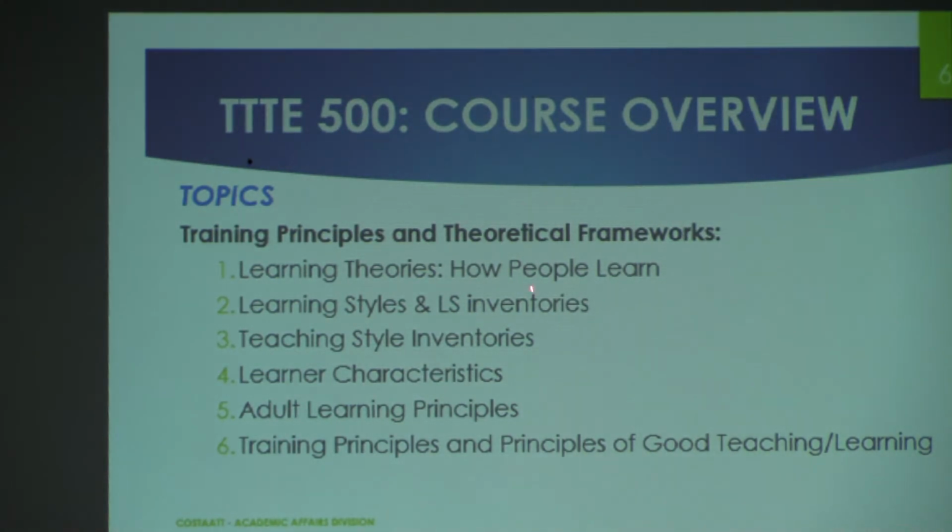The courses here, the topics. We have 6 major topics: learning theories and how people learn, learning styles and learning style inventories, teaching style inventories, learner characteristics, adult learning principles, and training principles. I think today we will be looking at these 2, but I would like you to do both your teaching style inventory and the learning style inventory, your own personal one.